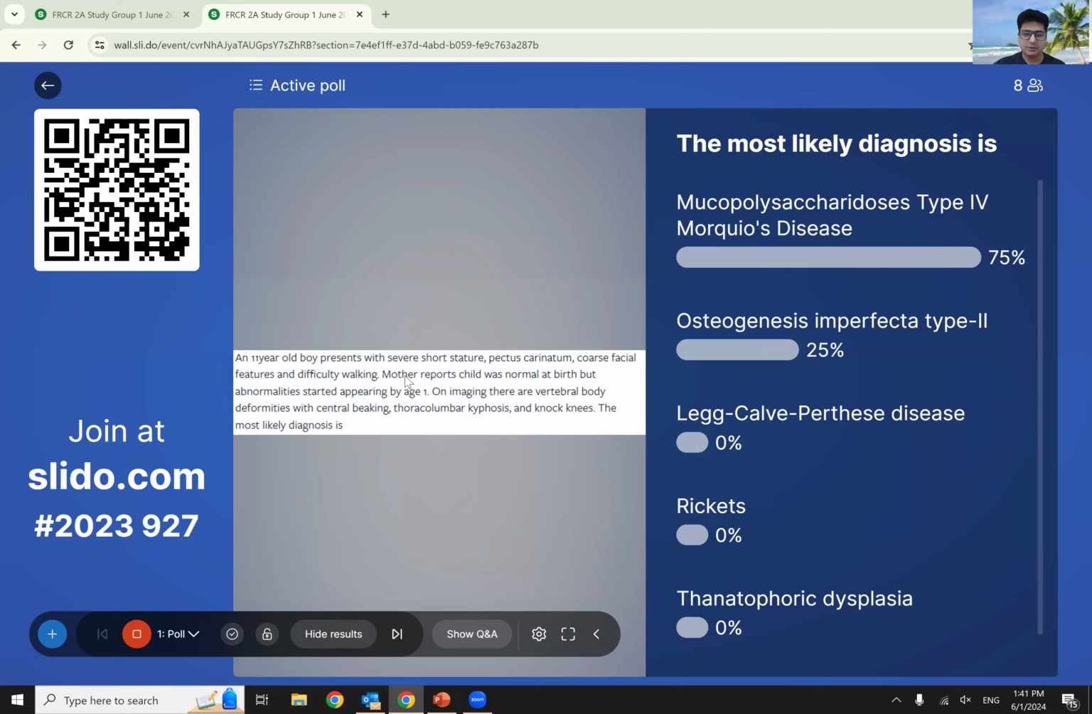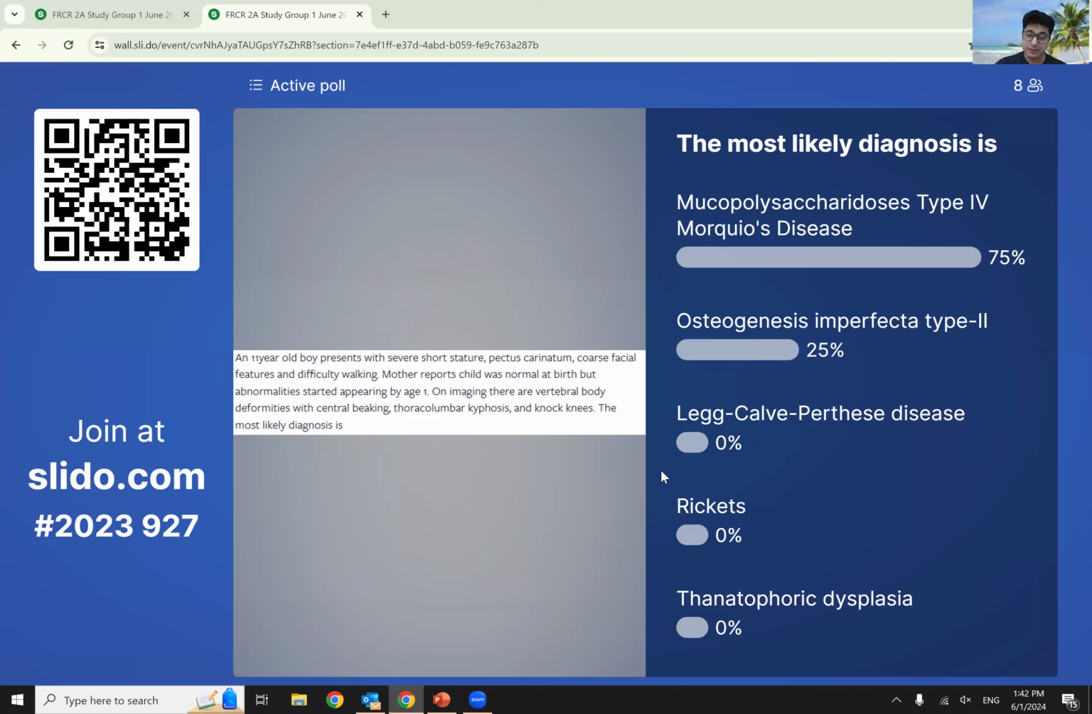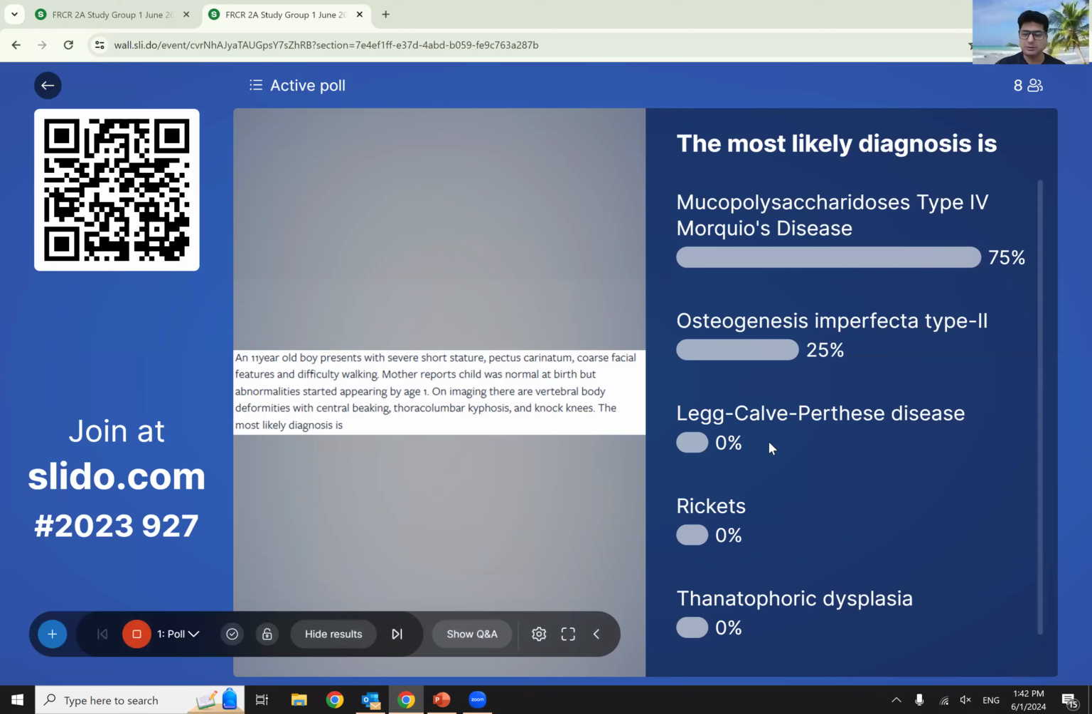Rickets does not cause short stature and pectus carinatum, so we ruled that out. Legg-Calvé-Perthes disease again does not cause it. It's not a skeletal dysplasia as such, it's just a hip abnormality. So that is being excluded very well. No one picked these up.